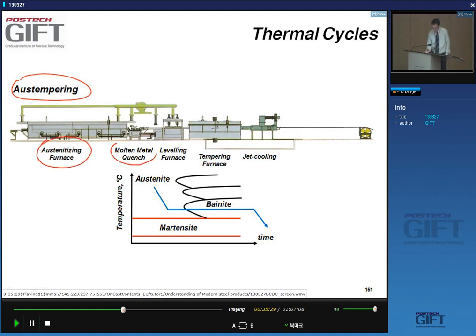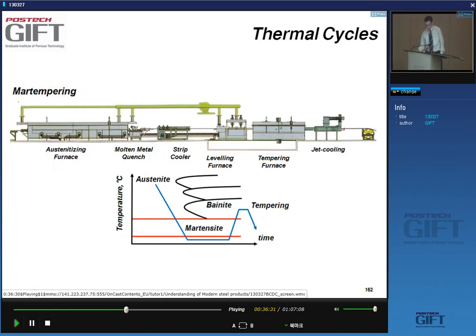So what we have here, the line is set up with an austenitizing furnace first, then a molten metal quench so that you basically can start the isothermal transformation, a leveling furnace, and then a tempering furnace where you keep the furnace at a certain temperature so that carbides are formed, and then you cool it, and then you coil the strip back, but now instead of a ferrite-pearlite microstructure, it is a bainitic microstructure.